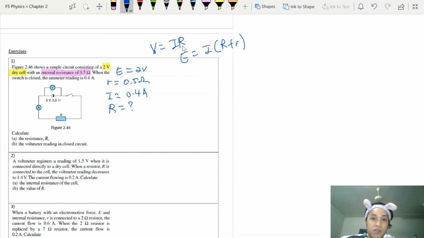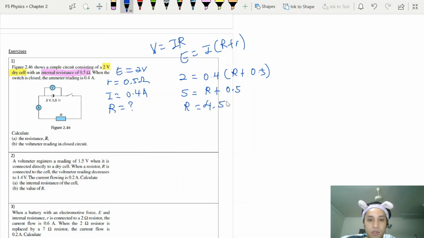So technically you are just going to use this formula to calculate the resistance. You just substitute into this formula. This one is 2 volts, this is 0.4, R plus internal resistance 0.5. So you bring this over, 2 divided by 0.4, you're going to get 5. And then you have R plus 0.5. Then you bring this over, minus. So this one is 4.5 ohm, meaning this one is 4.5 ohm. Whereas this one is battery.